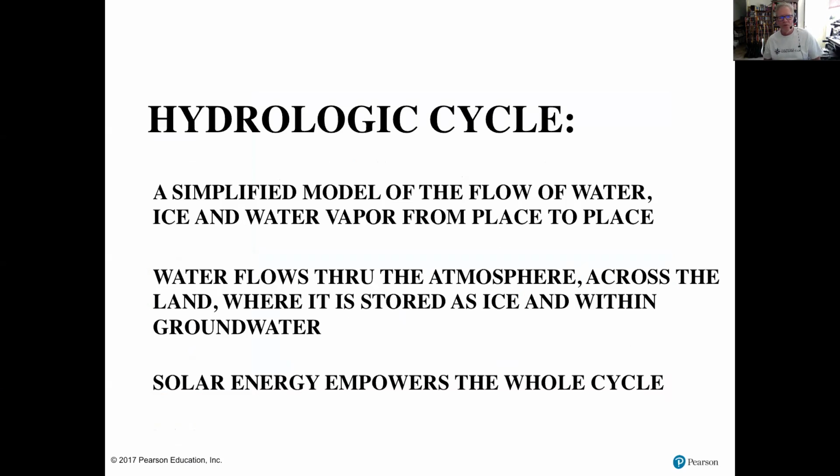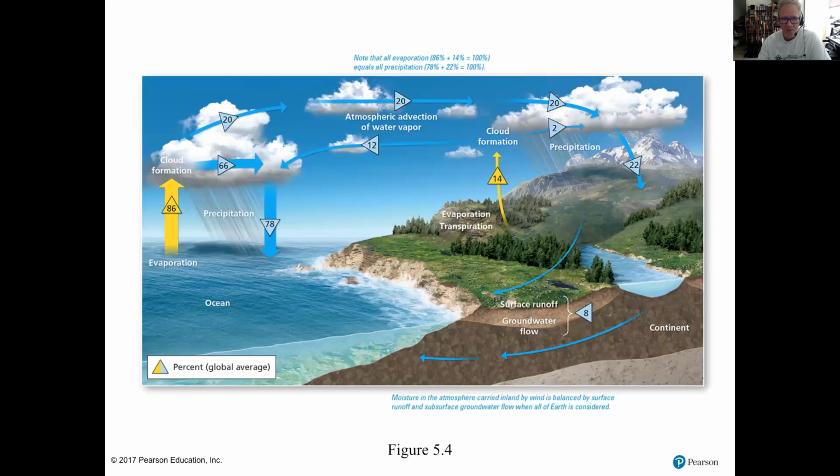All we're looking at with the hydrologic cycle is just how water moves from place to place, how water, ice, and water vapor move from place to place. It basically flows through the atmosphere, then across land where it's either stored as ice or groundwater, and then it goes back to the ocean, and solar energy empowers the whole cycle.